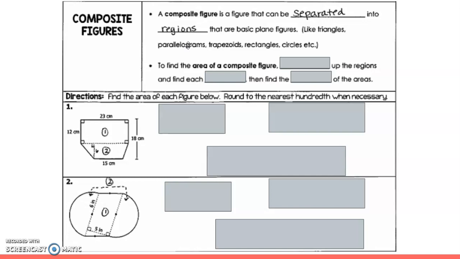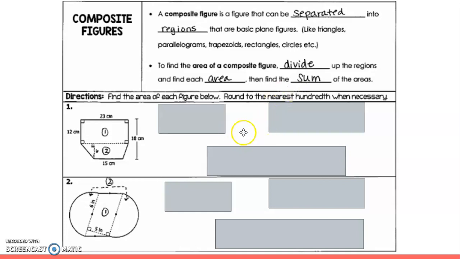we just looked at. In order to find the area of our composite figures, we're going to divide up our regions. We're going to find each area, and then we're going to add those areas together. So we're breaking it down into its parts to make it a little bit more manageable.